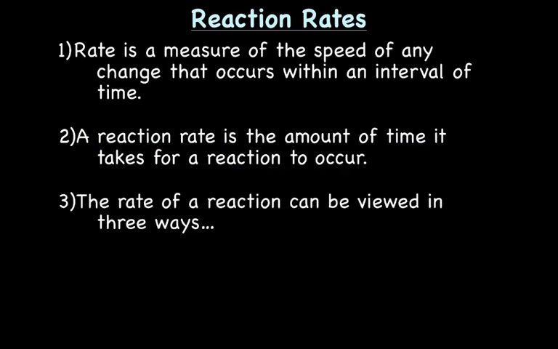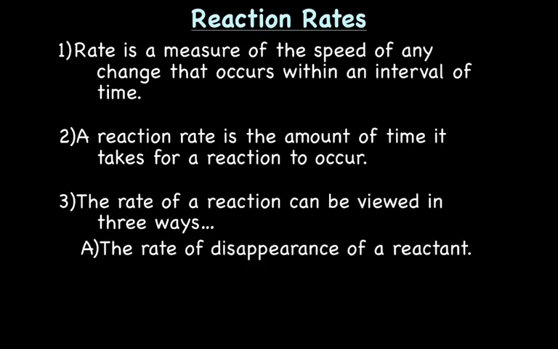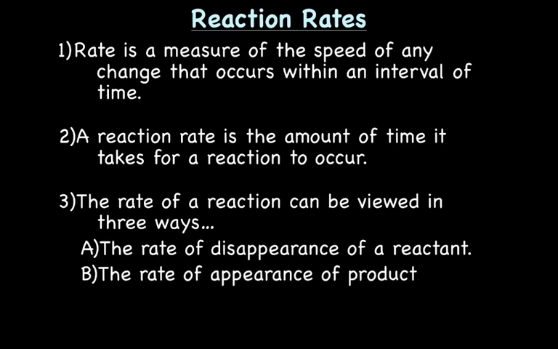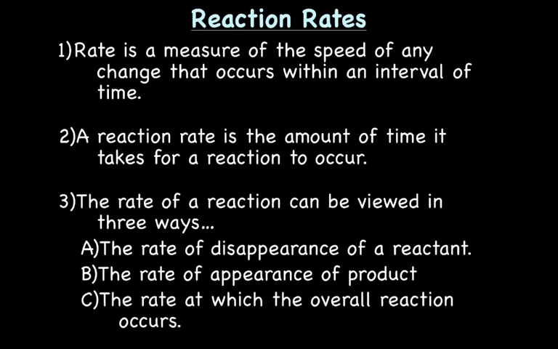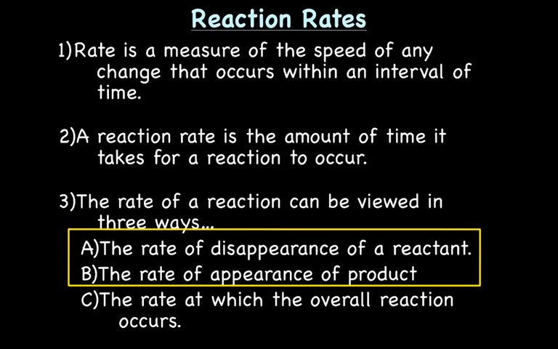And we can view the rate of a reaction in three different ways. So basically, this is how we would measure the rate of a reaction, which is actually what we're going to spend the majority of the unit on. So first is the rate of disappearance of a reactant. How long does it take for a reactant to disappear or to reduce? The rate of appearance of product, or the rate at which the overall reaction occurs. So today we are going to spend time talking about those two.